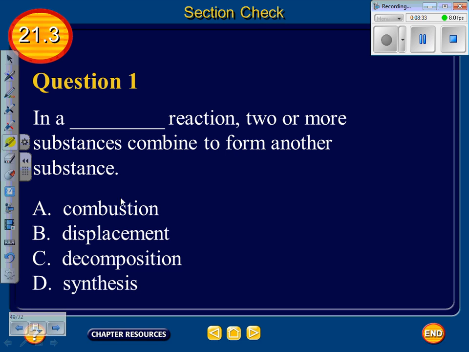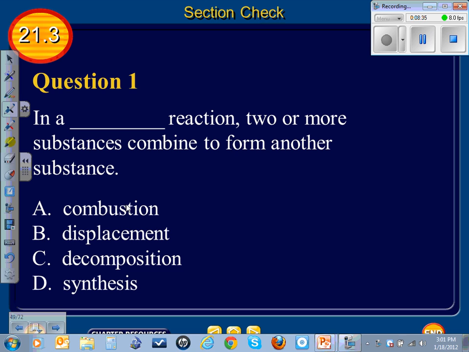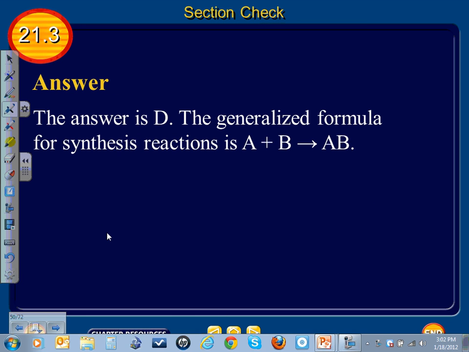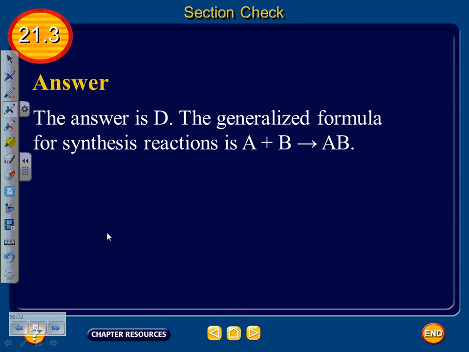What that would look like, if we were to draw it, would be A plus B produces AB. And if we remember from the graphics what type of reaction that is, you should have put synthesis. The answer is D. The generalized formula for synthesis is A plus B produces AB.